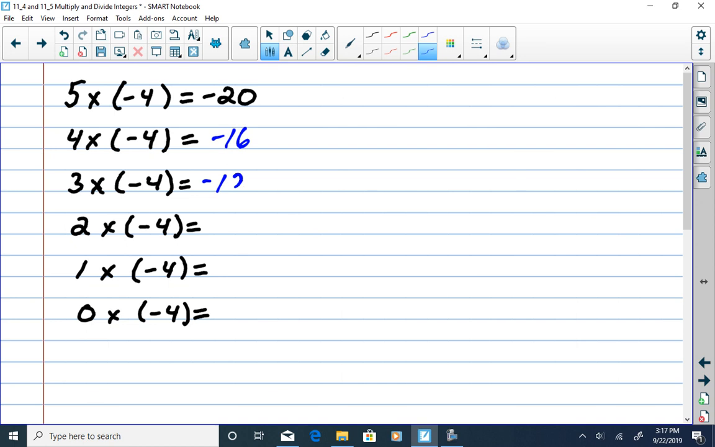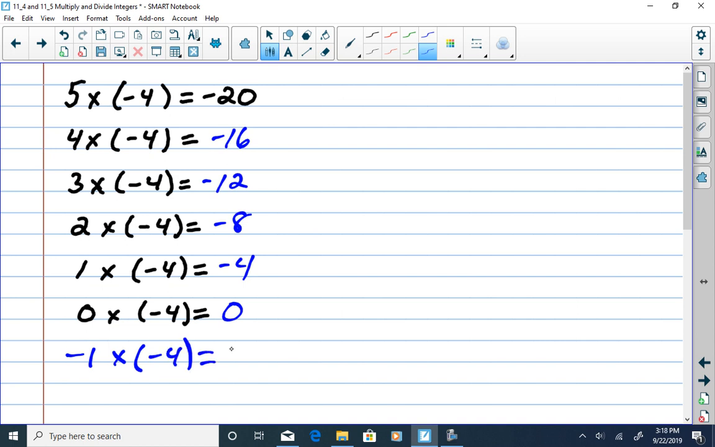3 times -4 is going to be -12. 2 times -4 is going to be -8. 1 times -4 is going to be -4. And 0 times anything is 0. And let's look at the pattern in our products. We see that our products are decreasing by 4 each time. That second factor stays the same, and that first factor is decreasing by 1. So if you were to write the next number sentence using that pattern, what would it be? Well, if I decrease 0 by 1, the next factor is going to be -1. We see that the second factor stays the same, so that's going to be -4.